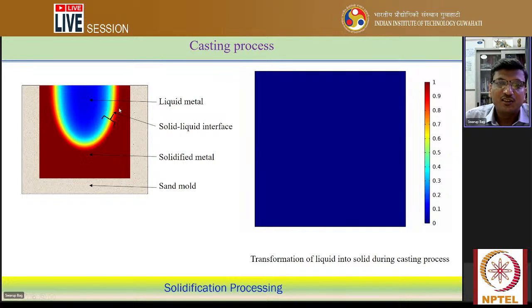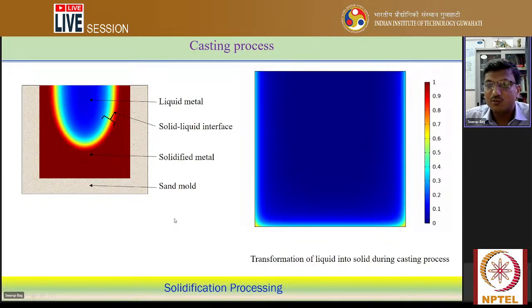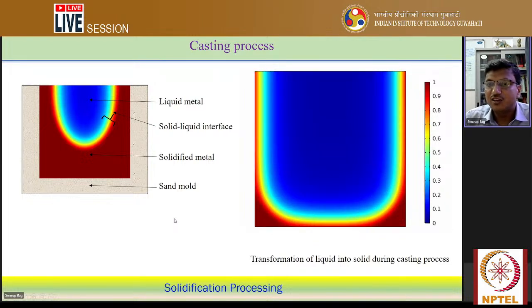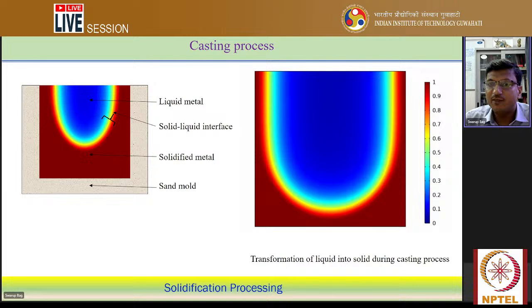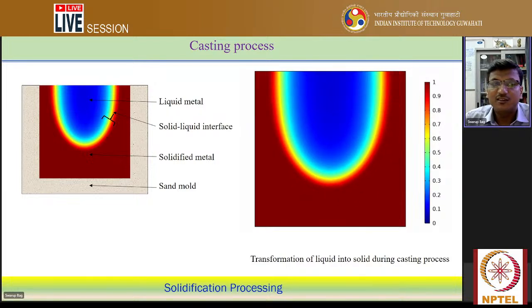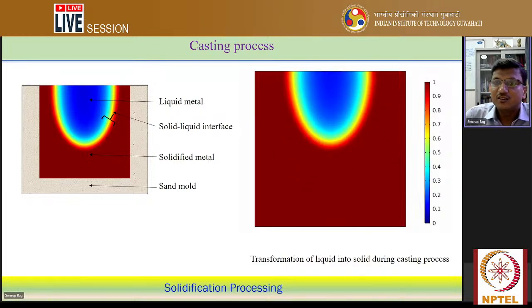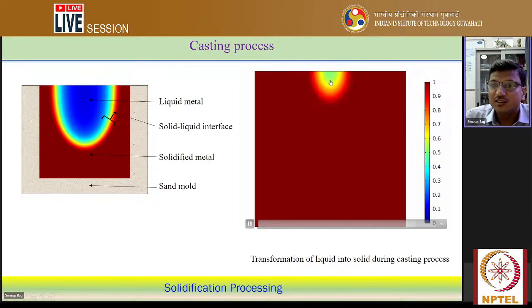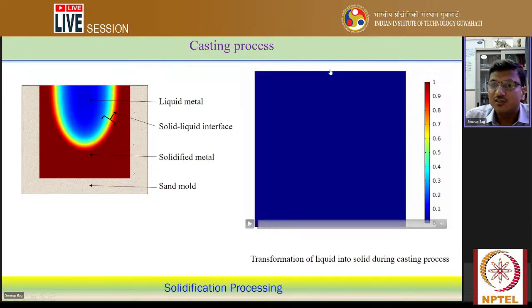If you see the liquid metal, the solid-liquid interface is in between, and the solidified metal part is there, and the sand mold. Here you can see the transformation of the liquid into the solid during the casting process. Gradually it is solidifying and moves towards the center. So the center point is basically the last point where the solidification completes.